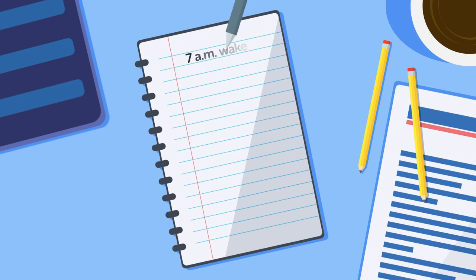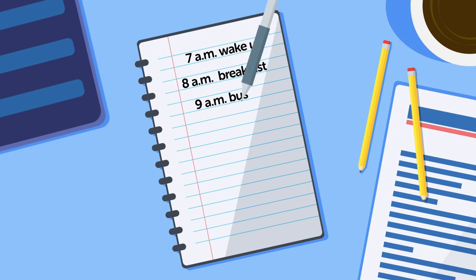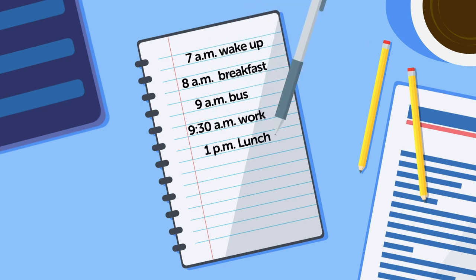For example, wake up at 7 a.m., breakfast at 8 a.m., get on the bus at 9 a.m., work from 9:30 a.m., lunch at 1 p.m., and so on. Do this for every day of the week. That way, you can see where you can fit in learning. For example, if you ride the bus in the morning, you can use that time to listen to our audio lessons. Why do this? Well, language learning is a brand new routine. If you don't work from your existing daily routines, it may not work out.